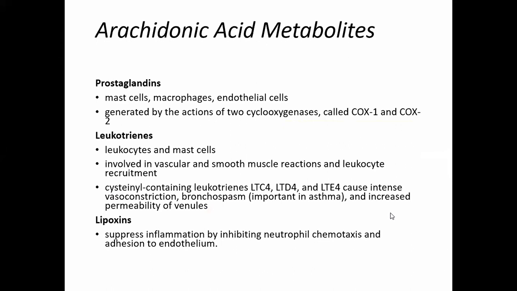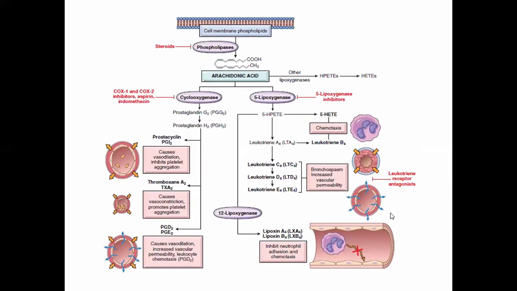So the leukotrienes are more potent than histamine in increasing vascular permeability and can cause bronchospasm, usually involved in asthma. The lipoxins suppress inflammation by inhibiting neutrophil chemotaxis and adhesion to the endothelium. So this is a picture of the arachidonic acids.